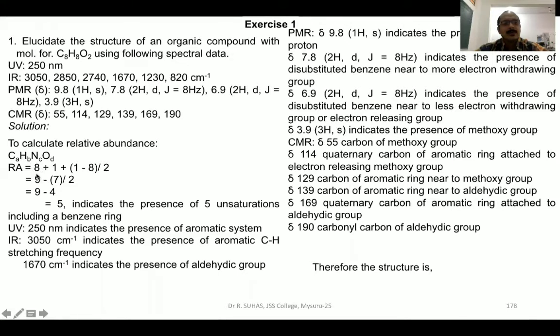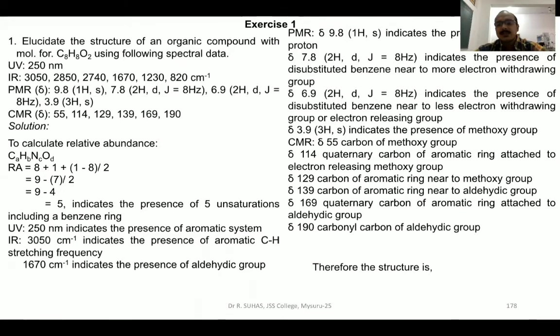Here, 8 plus 1 is 9, and here it should be 0. 0 minus 8 by 2, it should be 4. 9 minus 4 is 5. So it indicates that there are 5 unsaturations in the compound, and 5 unsaturations are coming from one ring and 4 unsaturations. One ring will have 3 double bonds.